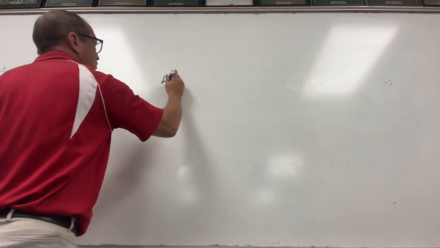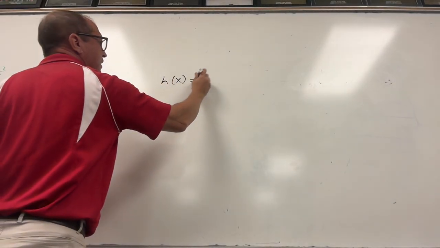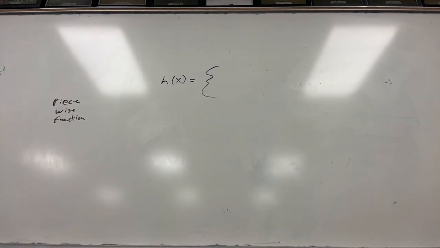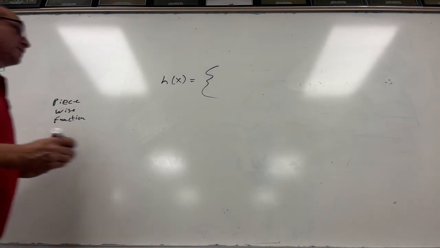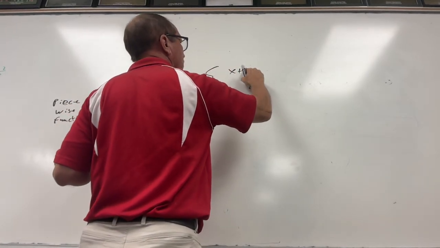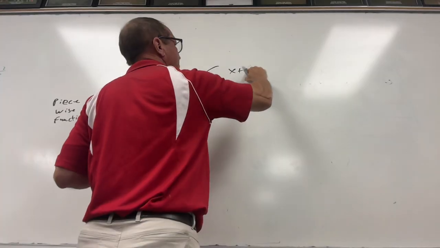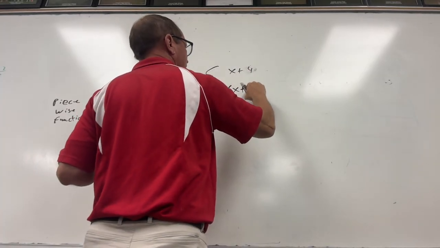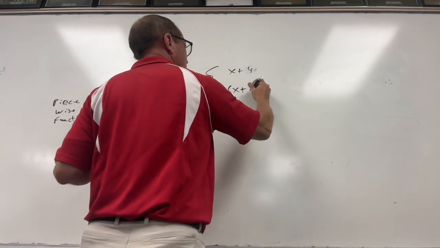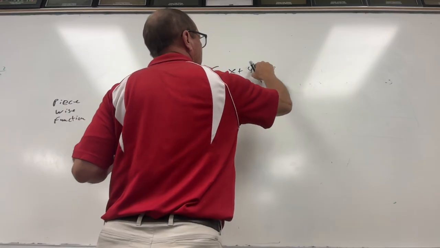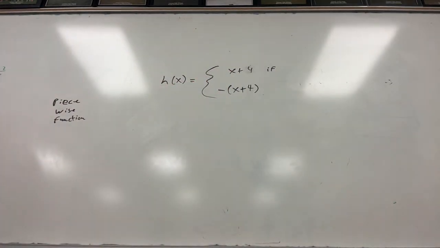So let's say we have the equation h of x, and it is equal to, and most of you have seen piecewise functions before, x plus 4 or negative x plus 4. Oh, now I'm going to put x plus h everywhere. And this is if x is greater than or equal to negative 4.